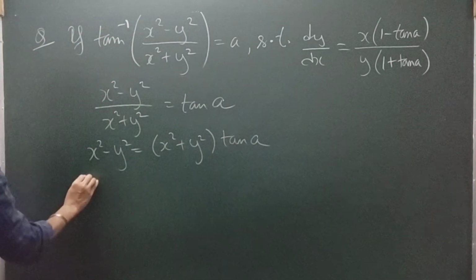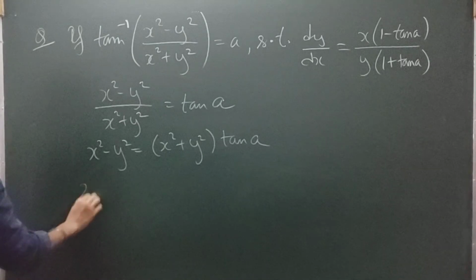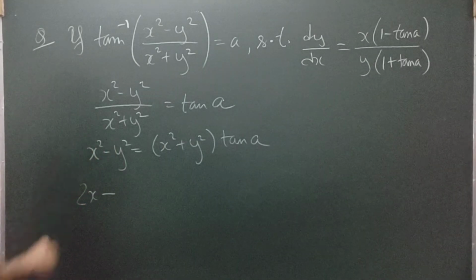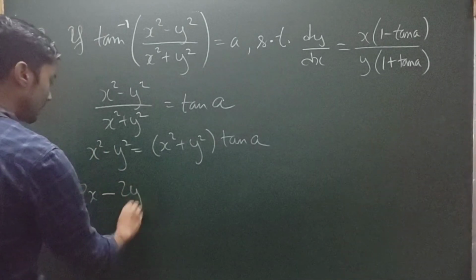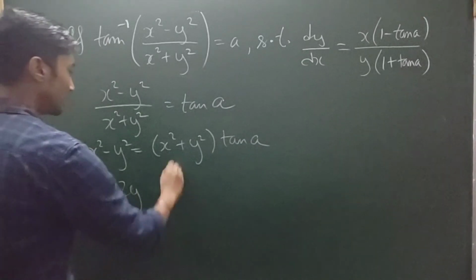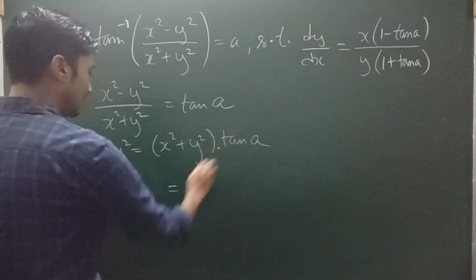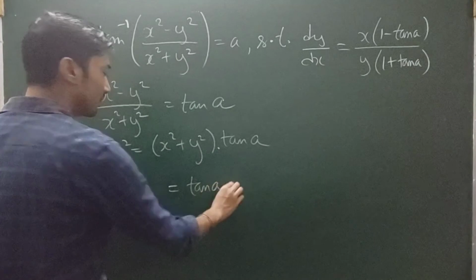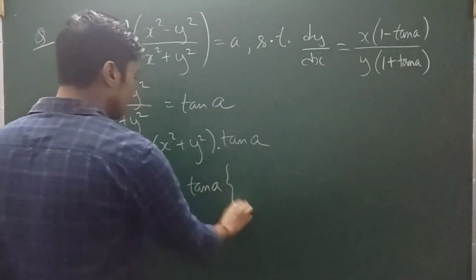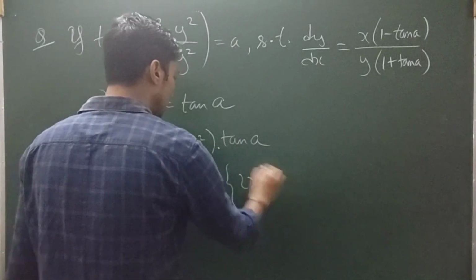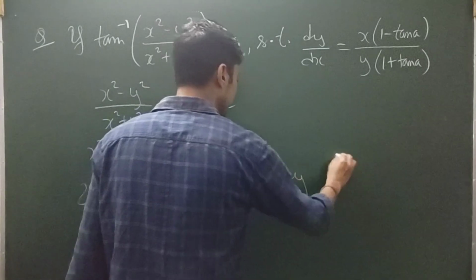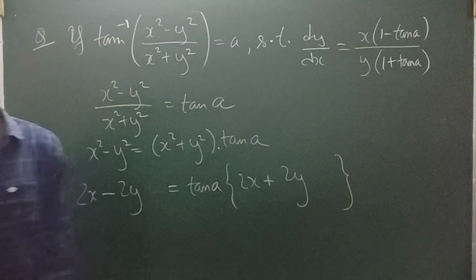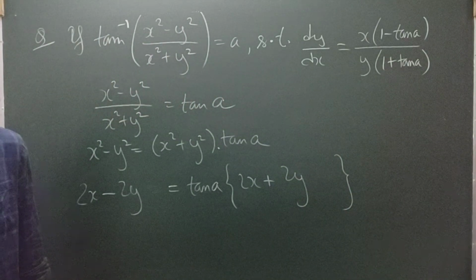So, chalo. What is differentiation of x square? I'm going to do it directly. 2x. What is differentiation of y square? 2y. What is differentiation of tan a? Tan a is a constant, don't differentiate that again. What is differentiation of x squared? 2x. What is differentiation of y squared? 2y. Right? Simple as that. Job done.